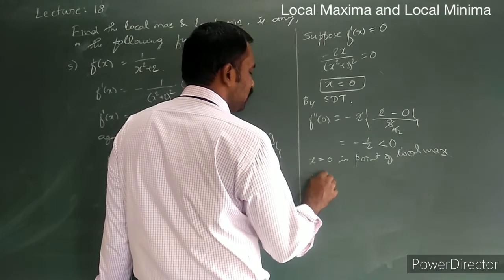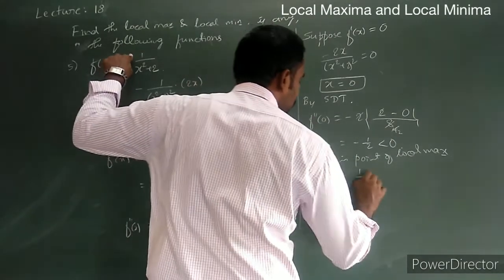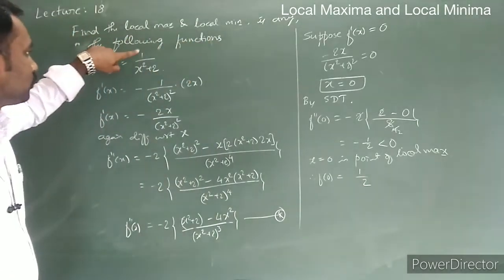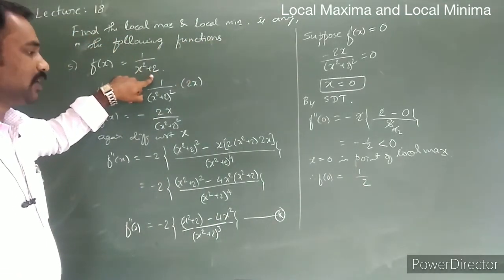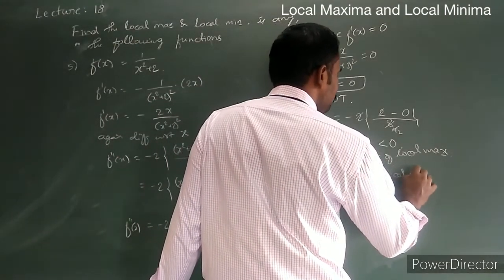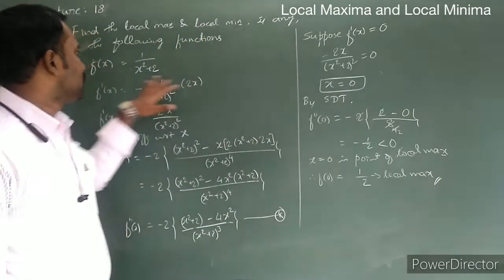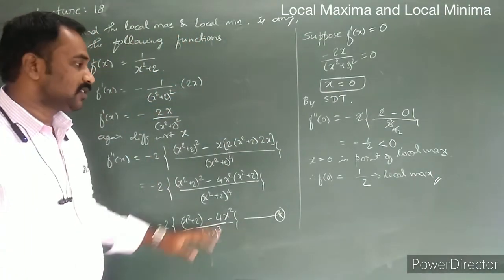We need to find the local maximum value, so f of 0 is equal to, what is f of 0? F of 0 is 1 divided by 0 plus 2, that is 1 by 2. It is the local maximum value of the function 1 divided by x square plus 2.